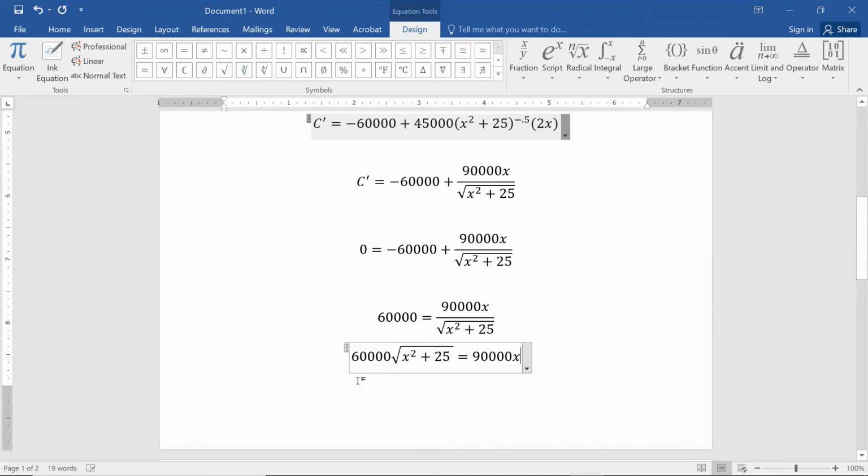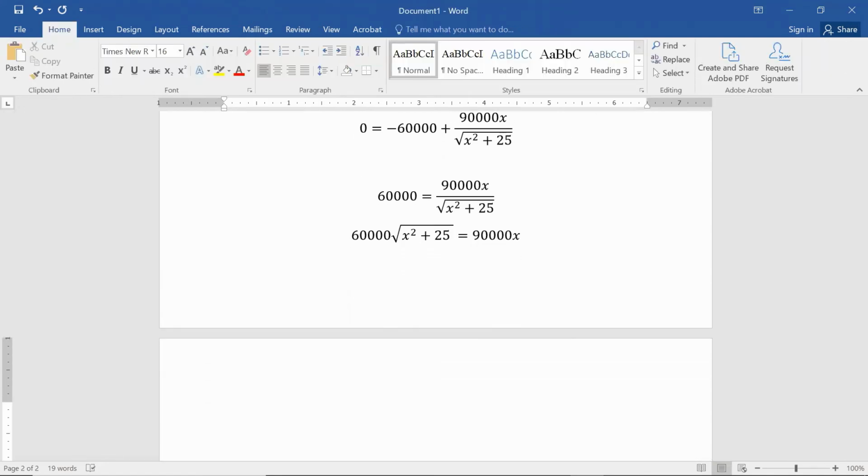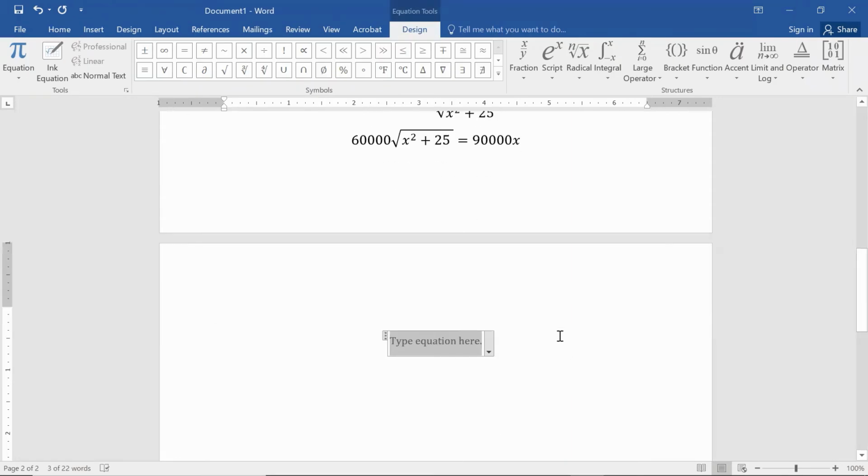And now I'm going to square both sides. Again, you didn't have to. Actually, let me do one more step. Since I can divide both sides by 60,000, I'm going to go ahead and do that and make my life a little bit simpler. Divide both sides by 60,000. You end up with the square root of x squared plus 25 equals 1.5 times x.